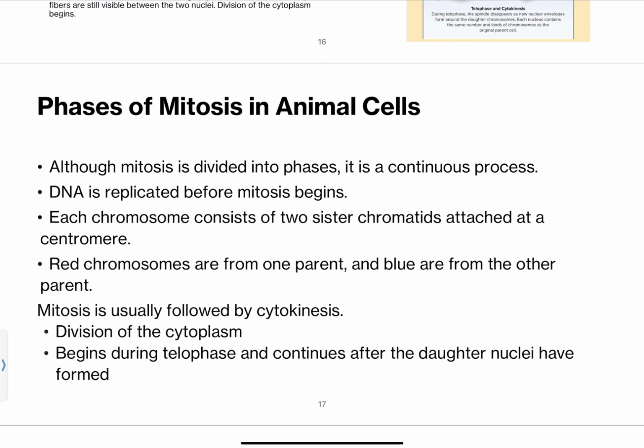In diagrams, chromosomes from different parents, like I mentioned, may be color-coded, usually red and blue, to show their origin, but the process works the same regardless.